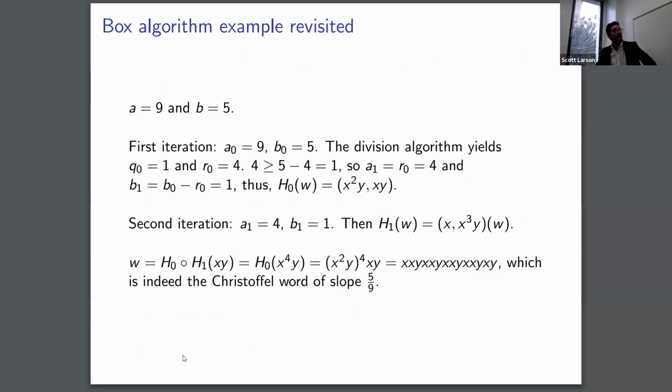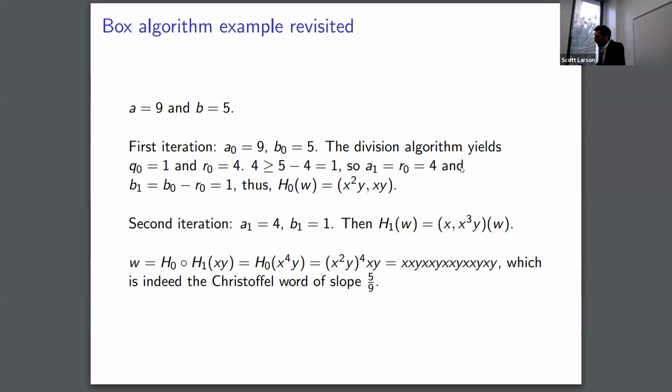So let's use our example again. We're actually going to go through the steps as they were in the previous slide. So you start with A equals 9, B equals 5. So we're going to set A0 equal to 9, B0 equal to 5. We're going to use our division algorithm. In that case, our quotient is 1, our remainder is 4. And because of our inequality, we get that the remainder is greater than B minus the remainder.